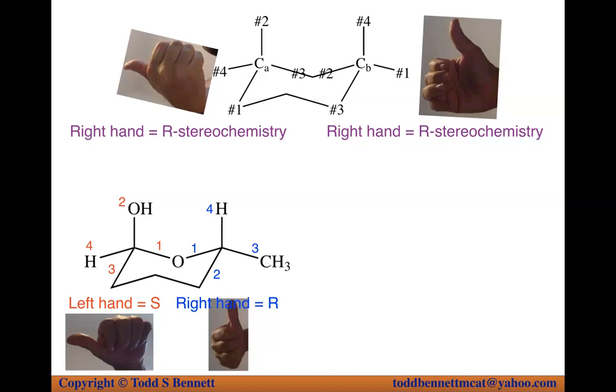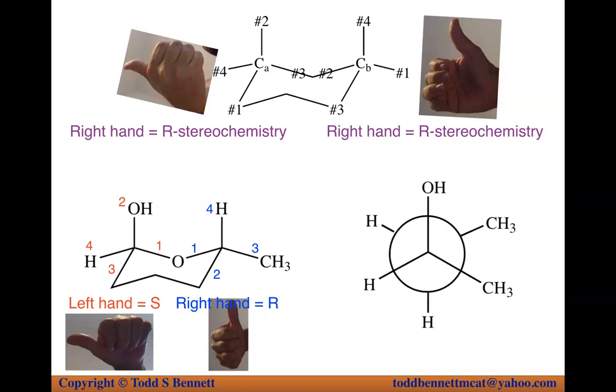I'm hopeful you see how easy this is when we get more complicated structures like a chair. With a chair, you can't easily trade things in and out. So pick the method of choice. H in back, take as is. H in front, reverse. H in the plane. If it's just a simple structure, then change the number 4 with the 1 in back, solve for that one, and then take the opposite. But when it's in chair conformation or Newman projection, it is way easier to just do the thumb method.